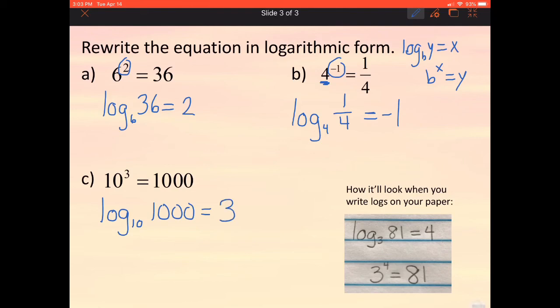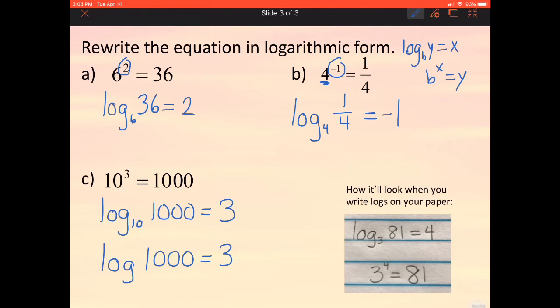But remember, I did say that if you have log with base 10, you might see it written without the base. So you might have written log of 1,000 equals 3, and that is also correct, because when there's no base there, it's actually base 10.